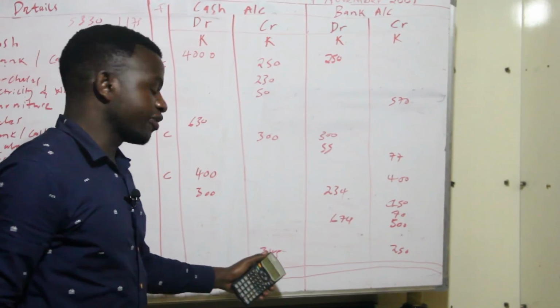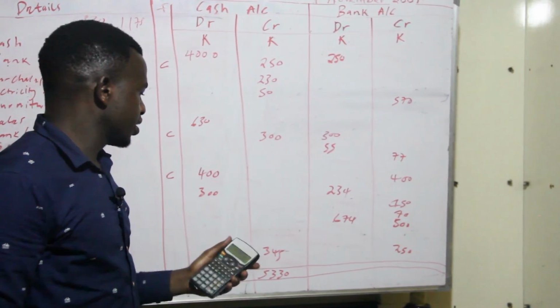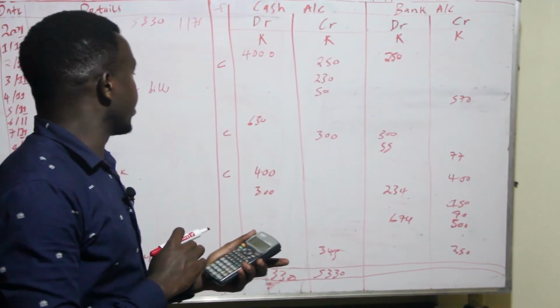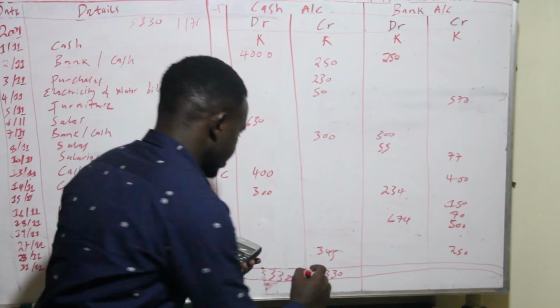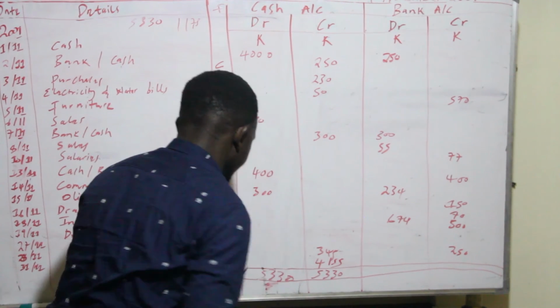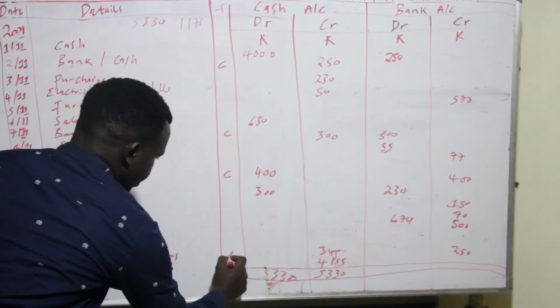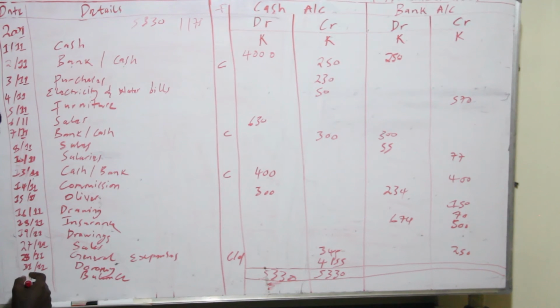So here we are supposed to find a figure that is going to make the credit side balance with the debit side. So we're going to say 5,330 minus 1,175. So I'm having 4,155. So this figure is going to be our balance carried down on the credit side of the cash account, and this figure is recorded at the end of the month, which is the 1st of November.